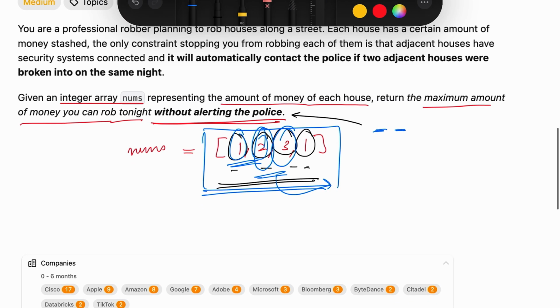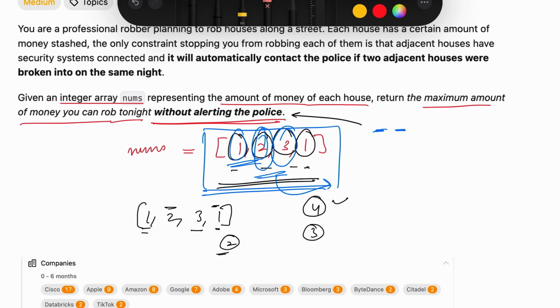So if we work over this example, we have 1, 2, 3, 1. If we rob 1 and 3, we get 4 as a total amount. If we rob 2 and 1, we get 3. If we rob 1 and 1, we get 2 as a total amount of money. So 4 is the maximum. We will rob this house and this house to get the maximum amount of money. In this case, we are not robbing two adjacent houses, which means we are not alerting the police. So this is our valid answer to this problem.